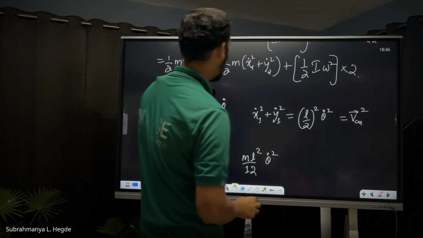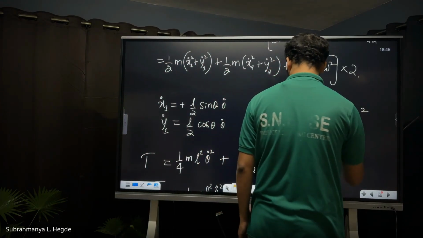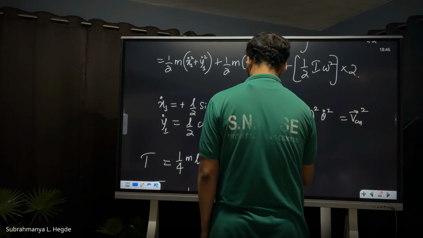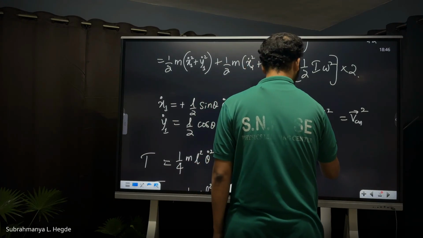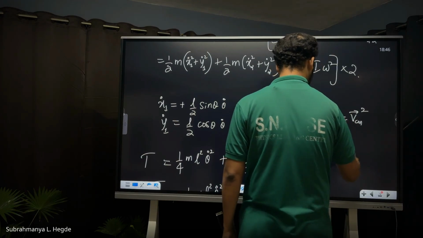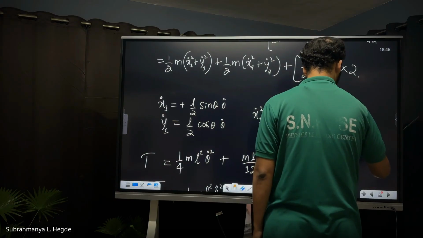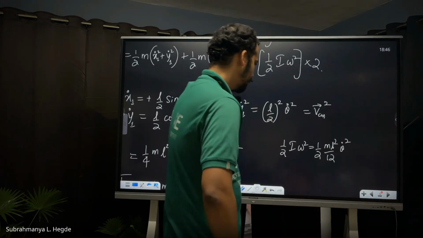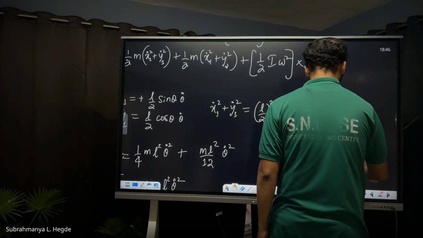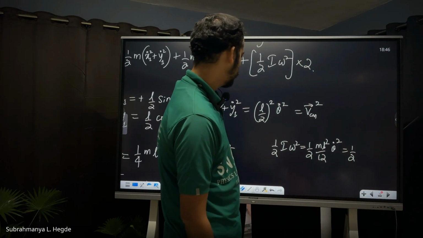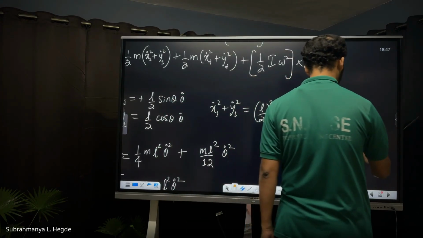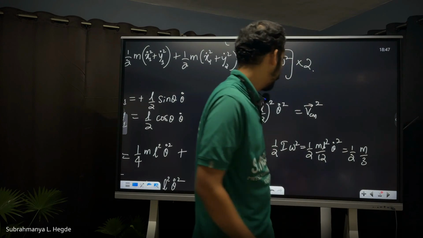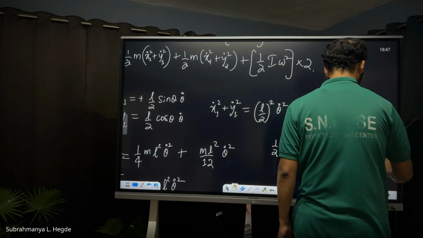And you have your half I omega square. If it is VCM square, then this one only. Check this out: half I omega square is equal to half, ml square by 12 into theta dot square. In this one, what I do is, half into L square by 4, that means m by 3, 3 into 4, L by 2 the whole square, theta dot square.